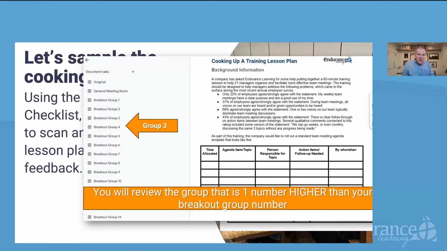So we'll be jumping back into our breakout rooms, the same breakout rooms we were in. You're going to look at the group that's one higher than yours, unless you're group 10, and then you're going to go down to the general meeting room. We'll have about 10 minutes to explore another group's lesson plan. So let's go back into our rooms and we'll take a look at another group's lesson plan.